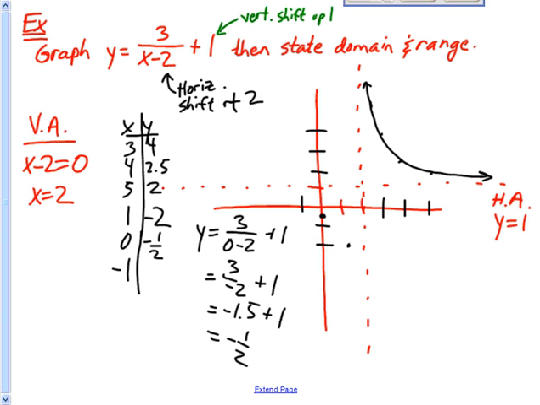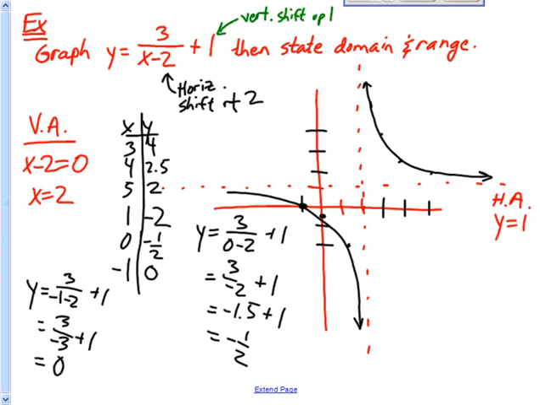Let's go one more. How about negative 1? Y equals 3 over negative 1 minus 2. So 3 over negative 3 plus 1, which is negative 1 plus 1, which is 0. So negative 1 comma 0. You could obviously get some more points, but you kind of see it right there, don't you? Okay, there's the graph of our rational function.